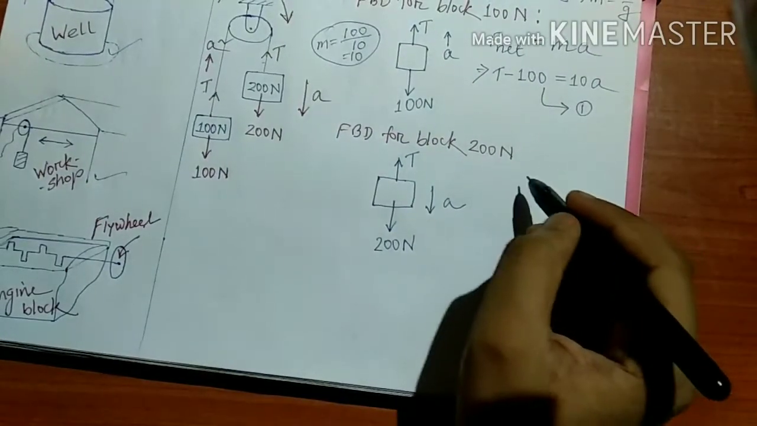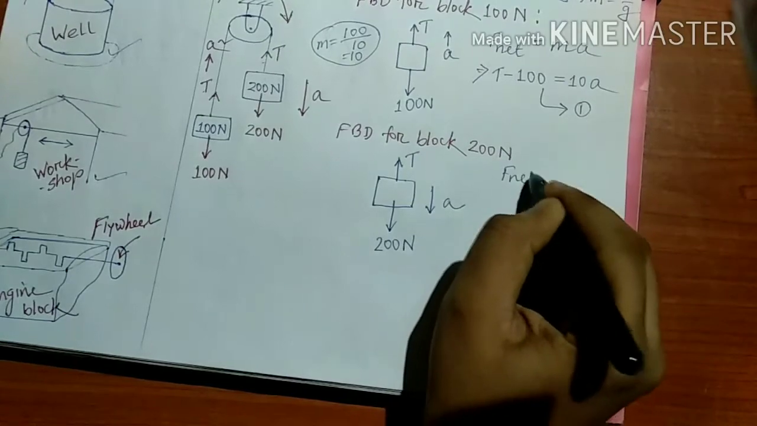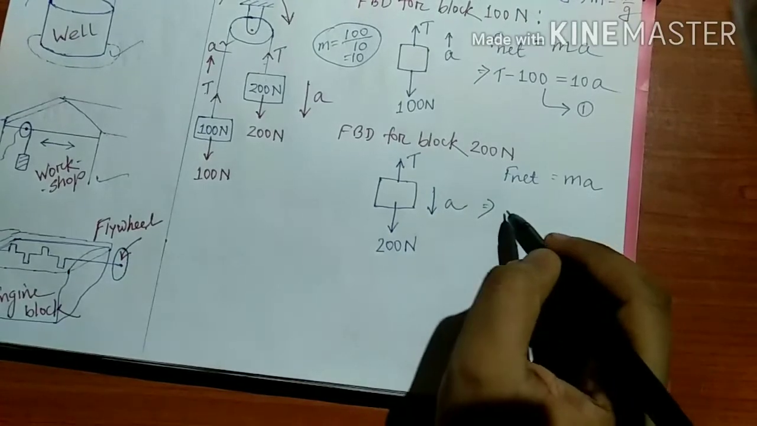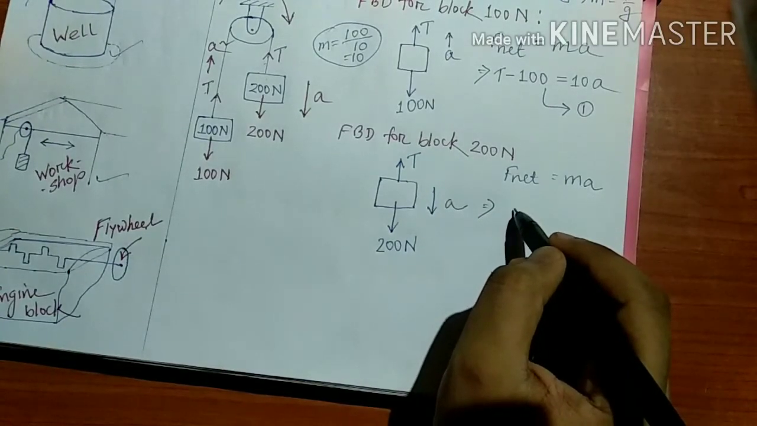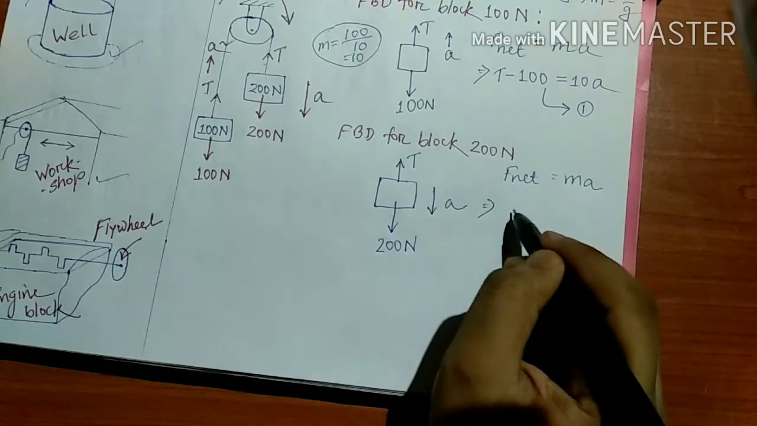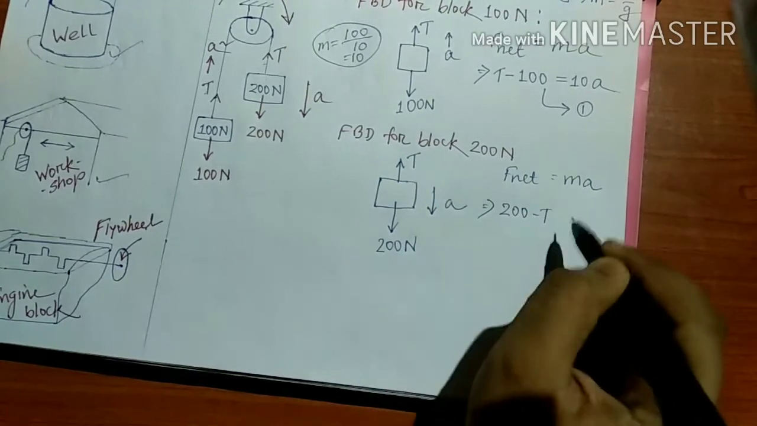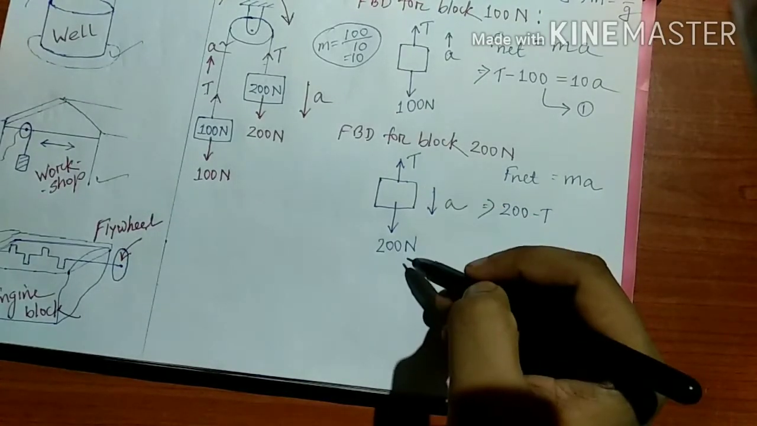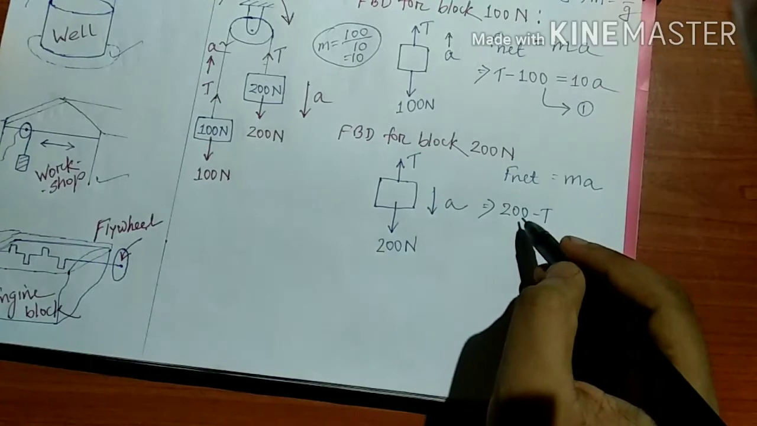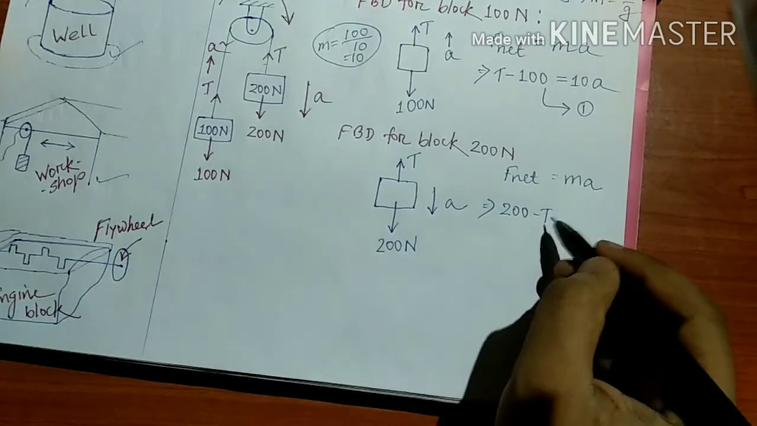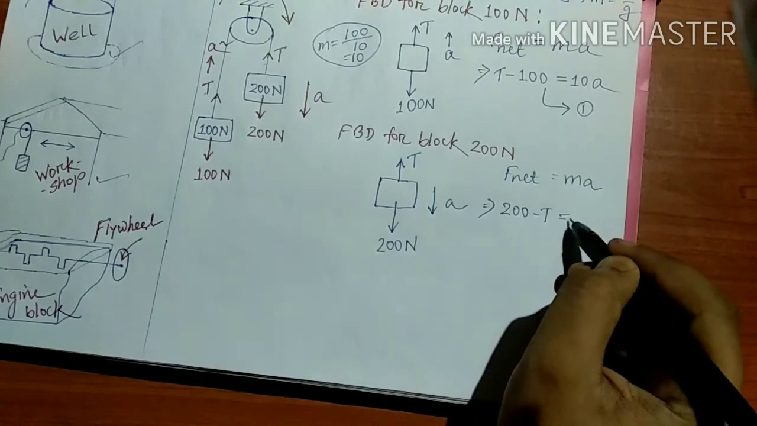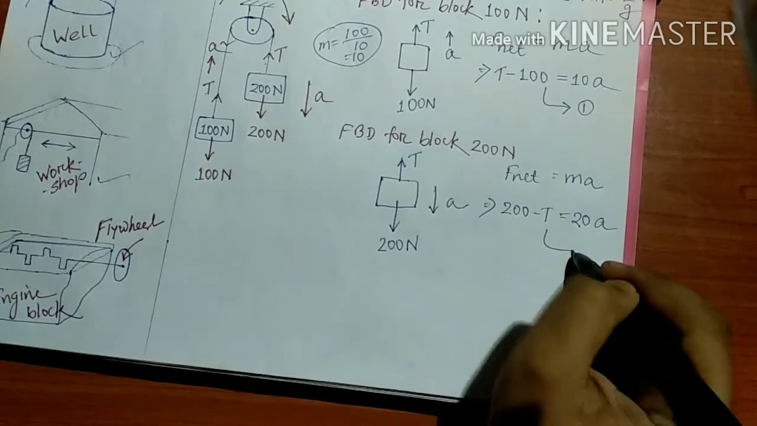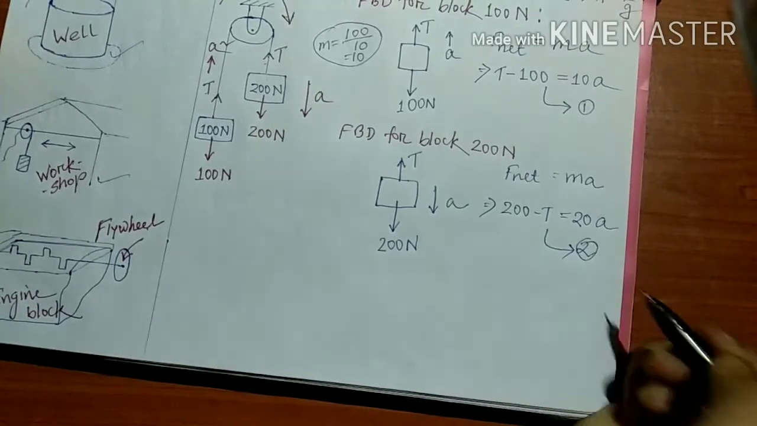So what will be the equation of motion here? Similarly, F net is equal to ma. What is F net here? Is this T minus 200 or 200 minus T? This is 200 minus T. Why? Because 200 is greater than T, that's why this body is moving downward, right? So 200 is greater than T, so I am writing 200 minus T is equal to ma. What is the mass for this 200 Newton block? This will be simply 20a, and let me indicate this as equation number 2.